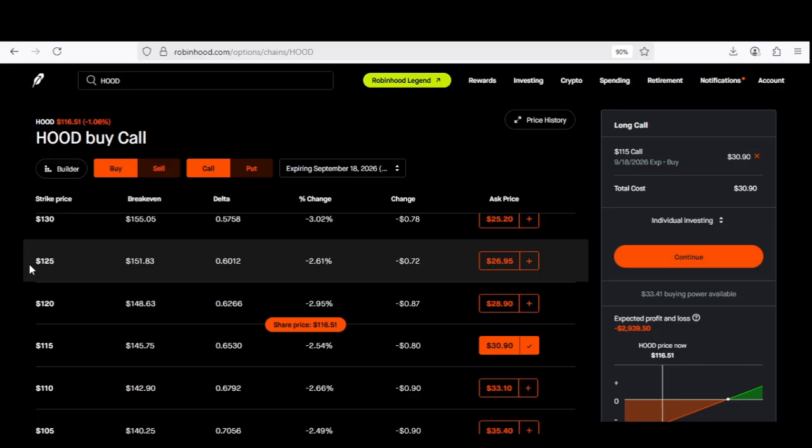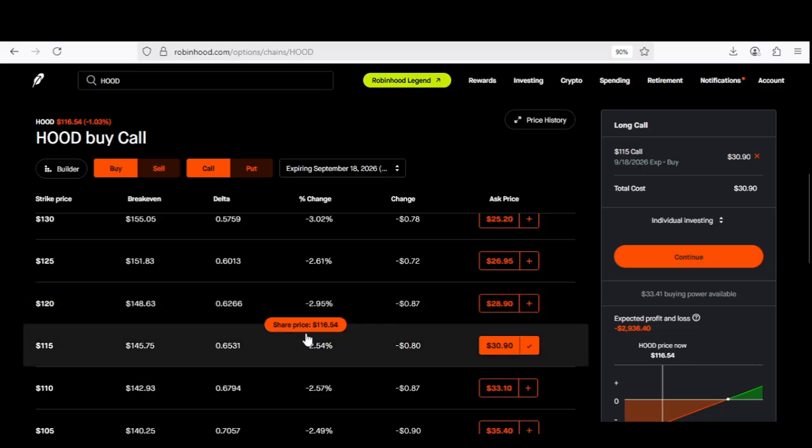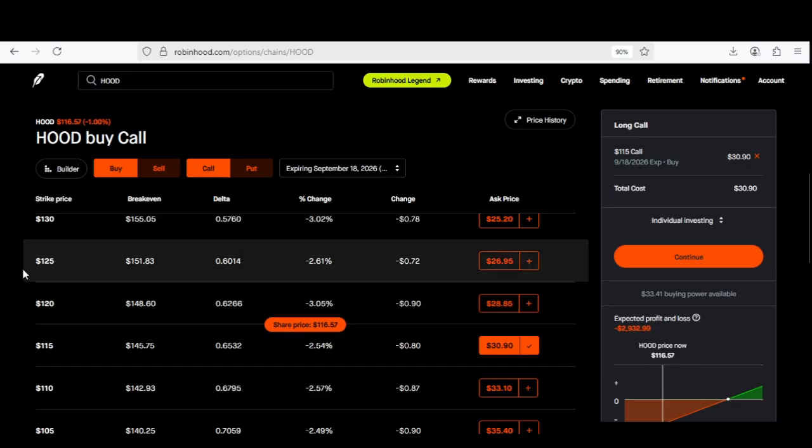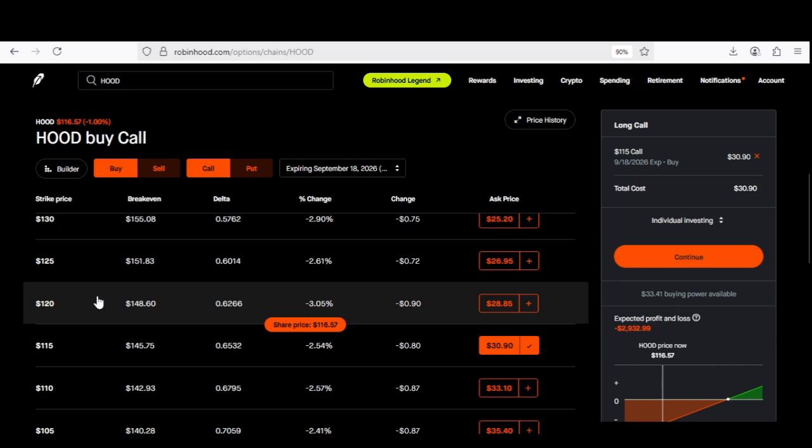Now, why is this my exit? Now, this is my exit because this is what I'm planning for. The difference between 116 and 125 is going to be $9. Once again, we are dealing with option strategies, so that's going to be $900. You're going to multiply your $9 by your 100 shares, and that's going to give you $900.